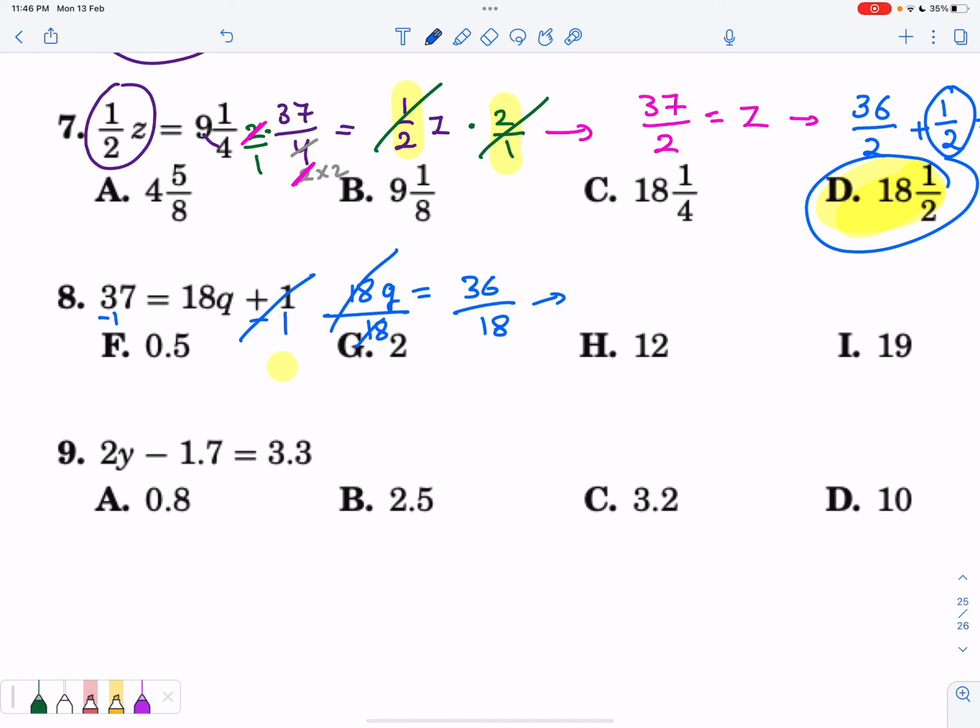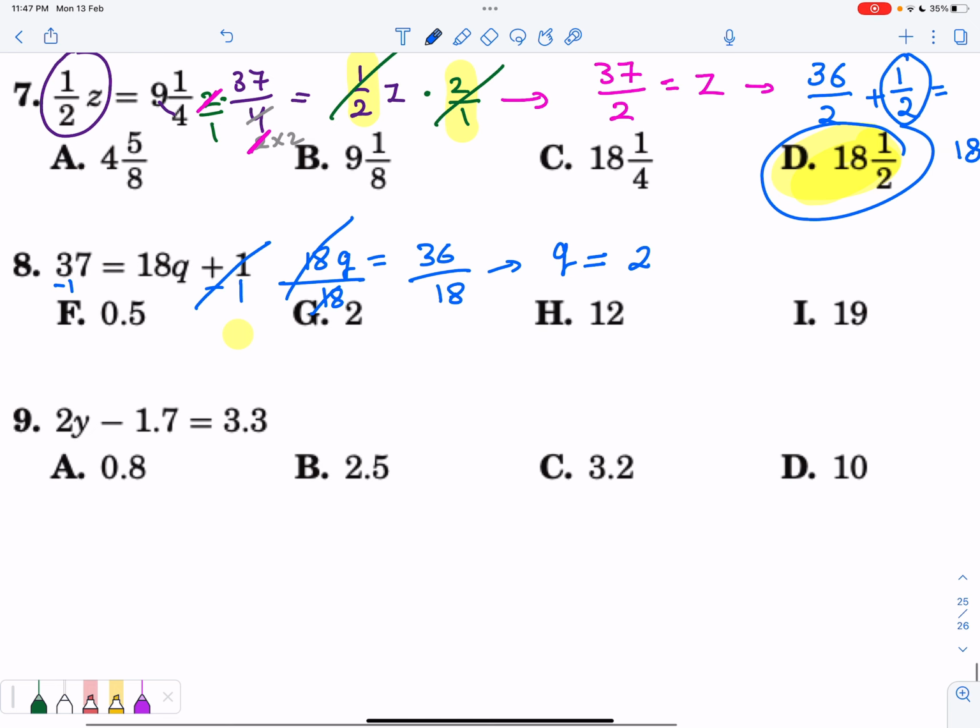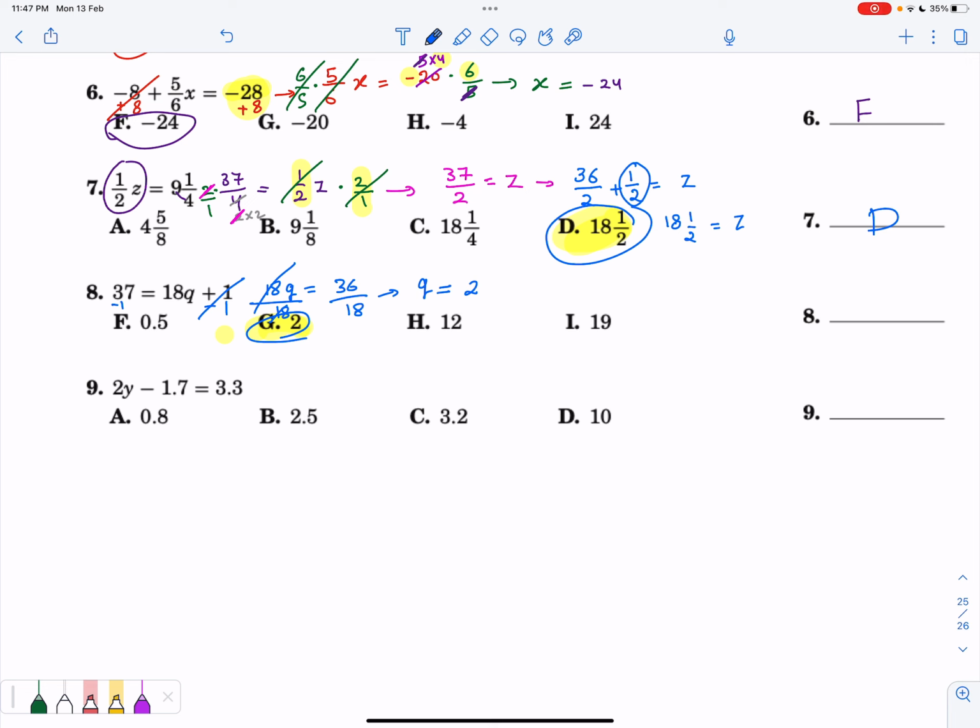So I will get q is equal to 37 divided by 18, that is equal to 2. So you can try and divide that. This is a direct division. It's going to be number G.